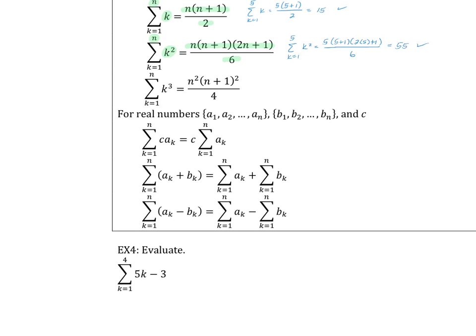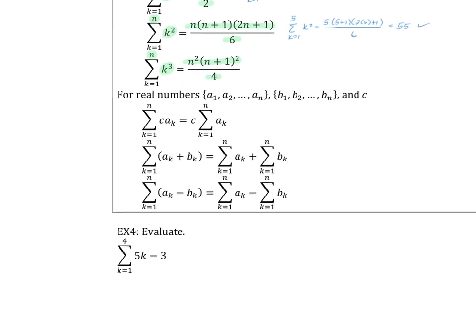So what we haven't used previously is k to the third power. For whatever n you're going to, the sum of k to the third is going to be n squared times n plus 1 squared over 4.